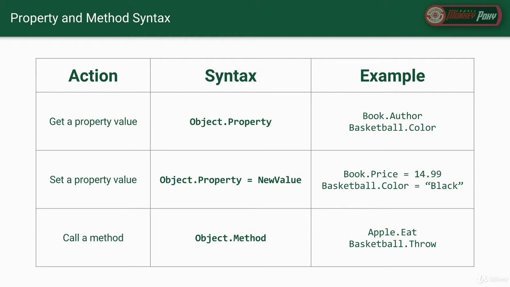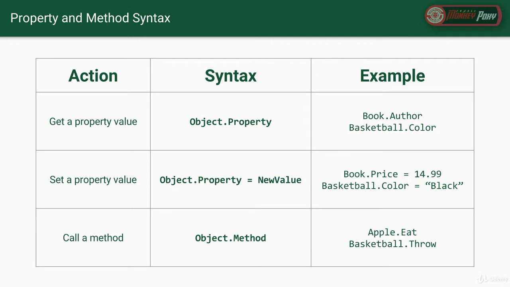Let's say we have a book and a basketball object in the context of a program like VBA. A book, as I mentioned, may have an author property. It's a characteristic about the book. And we can reference that property. We can get the value by writing the name of the object, book, then a dot, then the property name, which is author. And that will return to us an author, like, let's say, George Orwell.